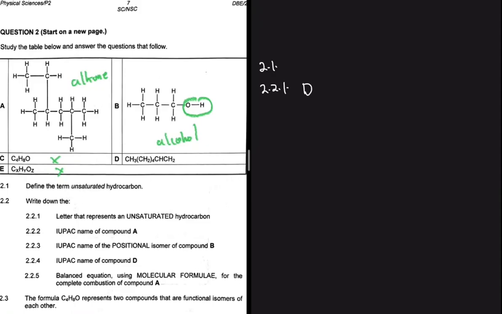You might be asking yourself, why can't I see the double bond or the triple bond? You're going to be able to see that when we do 2.2.4, we actually have to name that compound. But for the time being, just keep that thought to yourself. And then 2.2.2, let's write down the IUPAC name of compound A.